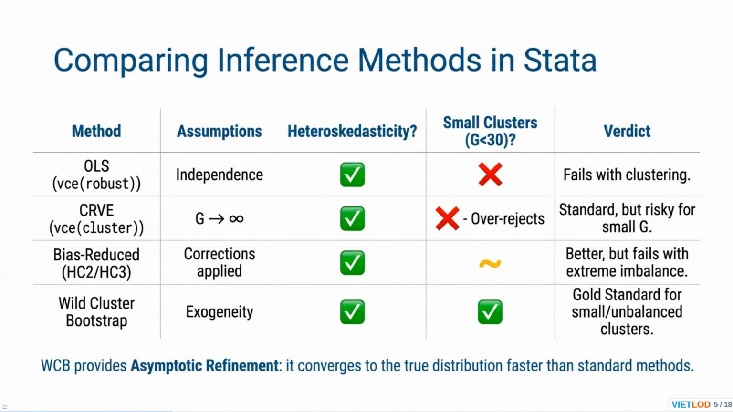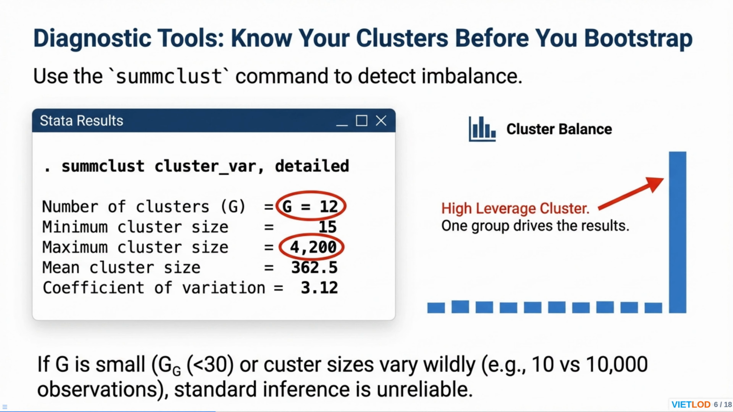Before running any bootstrap, it's crucial to understand your data's cluster structure. The community-contributed Stata command SumCluster is an invaluable diagnostic tool for this purpose. Looking at the output, we immediately see two red flags. First, the number of clusters, G, is only 12. This is a very small number for standard asymptotic assumptions. Second, and perhaps more critically, the cluster sizes vary wildly. We have a minimum size of 15 observations, but a maximum of 4,200. This disparity signals a high-leverage cluster, one large group that could disproportionately influence our results.